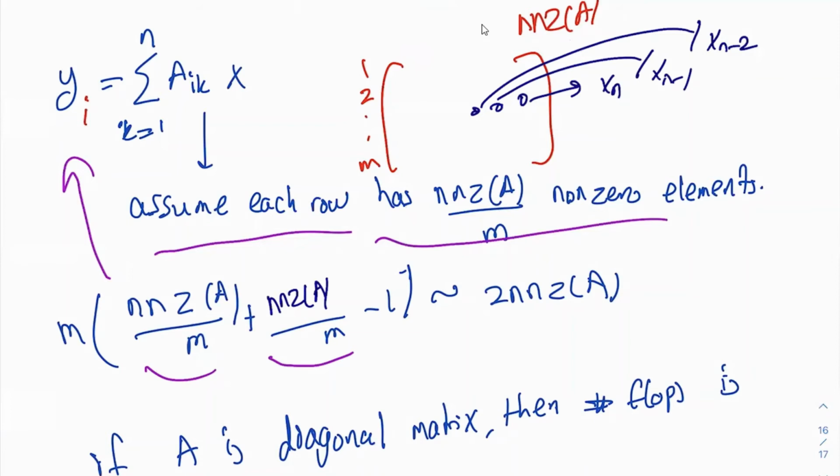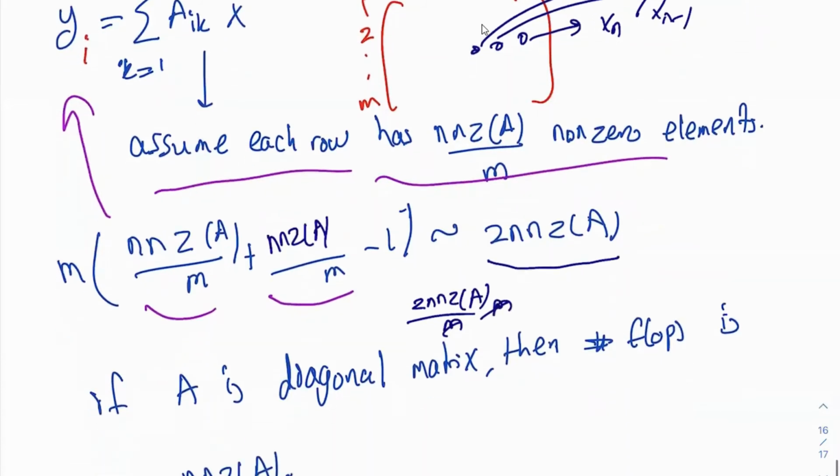Okay, so this one will be 2 nnz of A. What do I mean by that? If you add them up, just ignore this one, you get 2 nnz of A divided by m. You multiply by m, you cancel out, and you get 2 nnz of A.